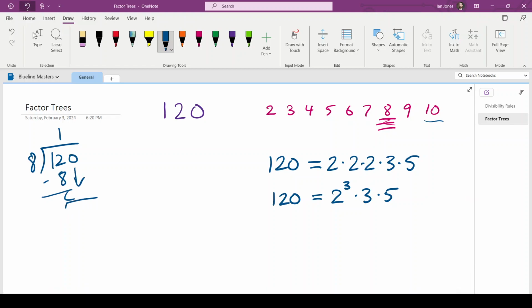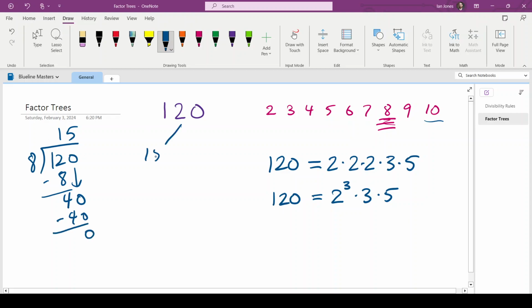Bring down a 0. That was kind of funny the way the pen did that. We get 40. How many times does 8 go into 40? 5. 5 times 8 is 40. I subtract and get 0 remainder. So that means that 120 is 15 times 8.